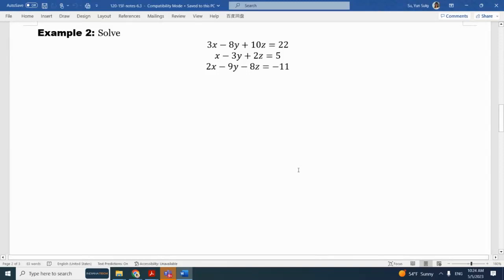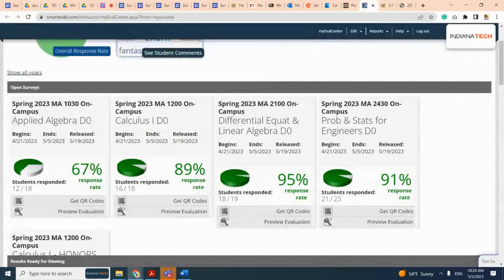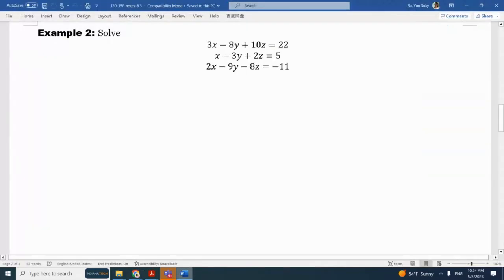Okay, so that is the quiz. Any questions about the quiz? All good? Okay, so let's look at example 2. Oh, by the way, this is our evaluation. We get 67%. So everybody will get 0.2 extra credits. If we have one more student, I think we can reach 70%. But I think all of you already filled it out, right? All right.